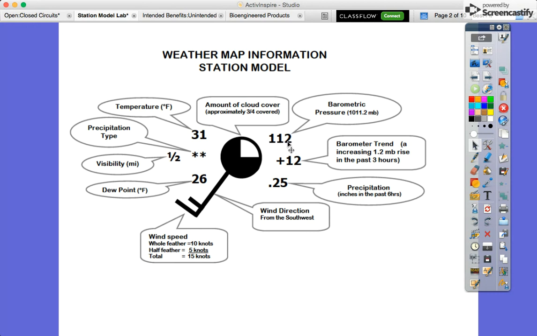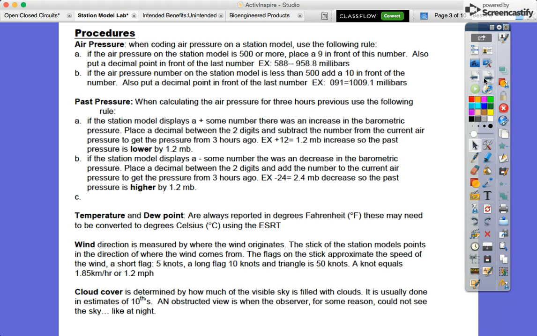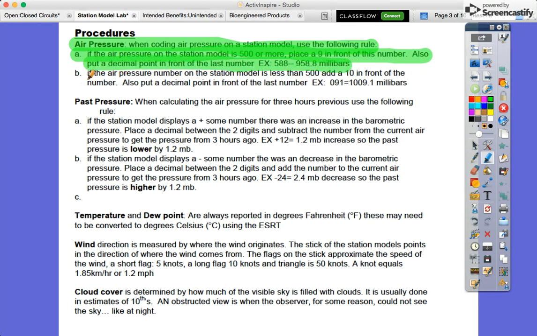If this number is 500 or greater, you put a 9 in front of the number and move the decimal one space to the left. And those instructions are located right here on your procedures. So if you have trouble with that, you can refer back to this. And I'm also going to look at this with you once again when I'm showing you how to fill out part 1 of your station model lab.